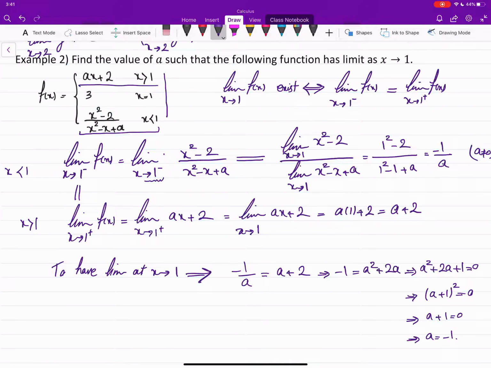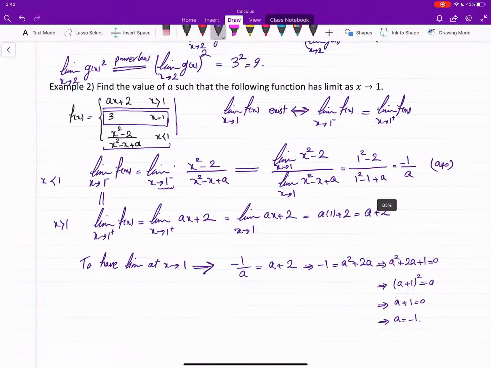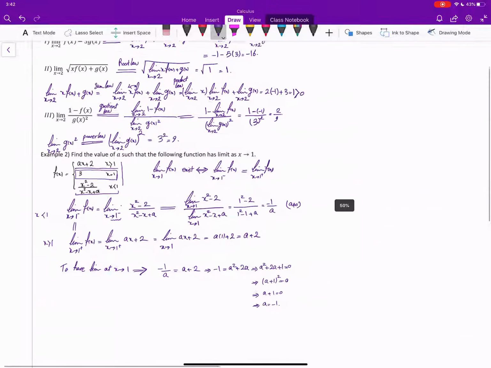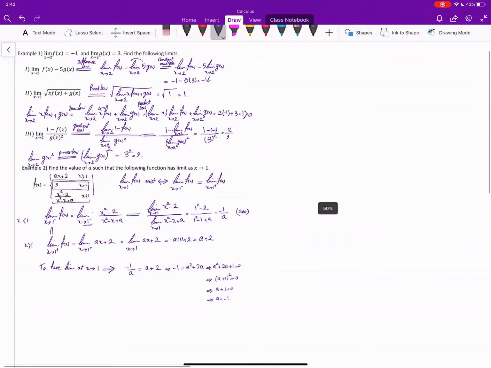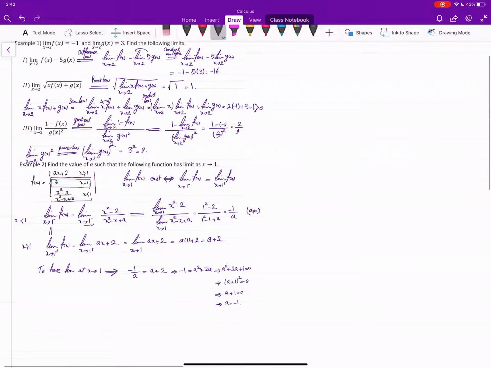And well, that shows that if a is negative 1, then the function has a limit at 1. One important thing here is that for the piece where x equals 1, since we are just studying the limit, we don't care what that piece is. When you're studying the limit, you don't consider the value of the function at that point. So these were the examples for the laws of limits.